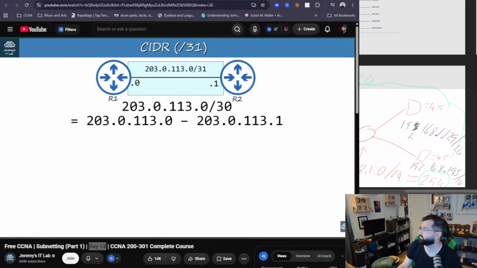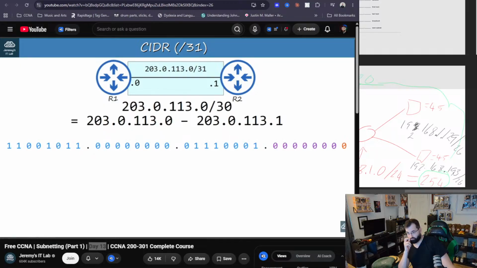Let's check it out. So here's the 203.0.113.0/31 network. R1 is 203.0.113.0, and R2 is 203.0.113.1. The 203.0.113.0/31 network consists of addresses from 203.0.113.0 through 203.0.113.1, which is actually only 2 addresses. Here they are in binary. There's 203.0.113.0, and there's 203.0.113.1.